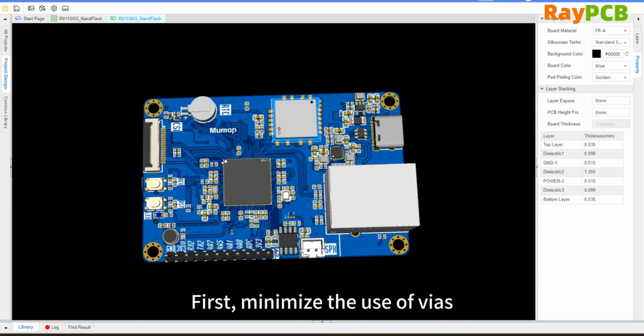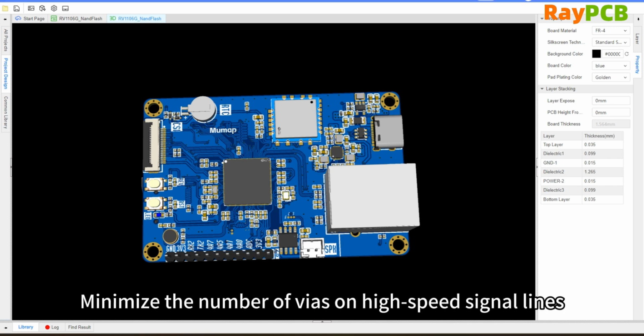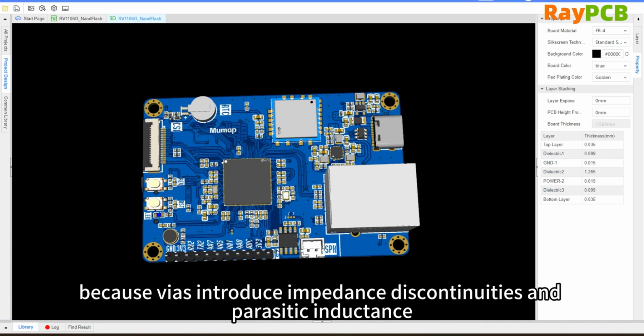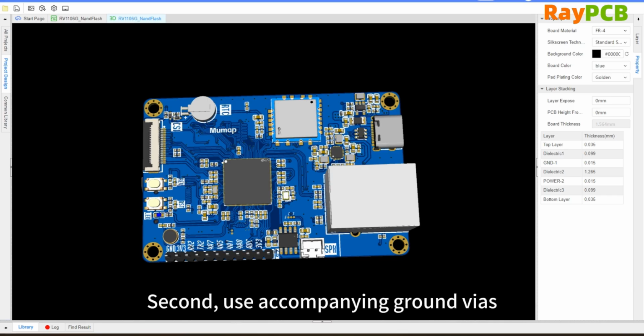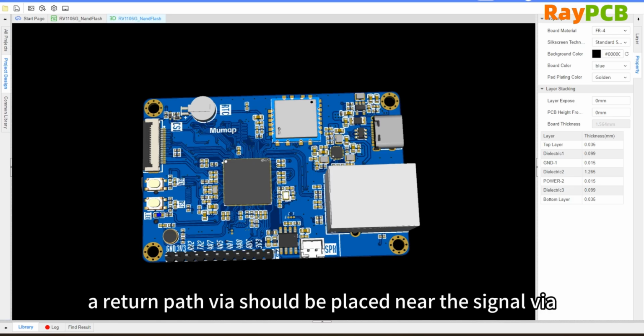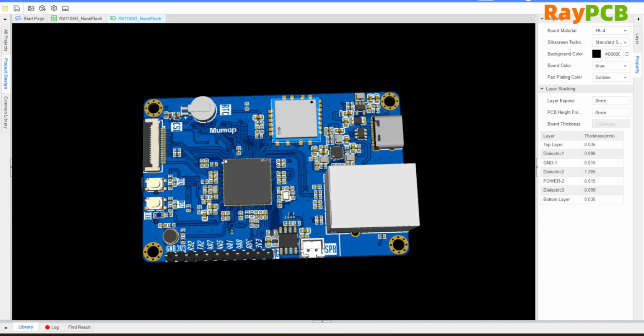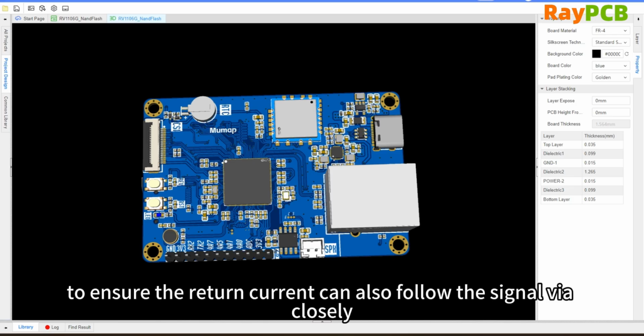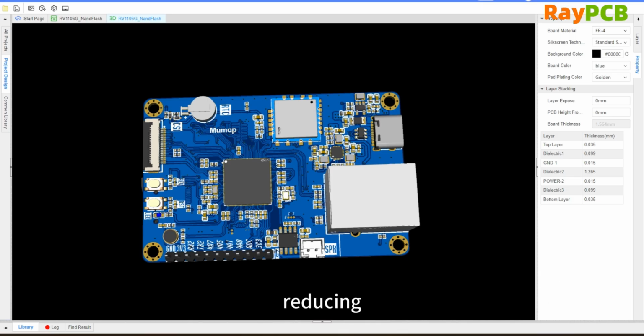Thirdly, let's talk about via handling. First, try to minimize the number of vias, especially on high-speed signal traces, because vias introduce impedance discontinuity and signal integrity issues. Next, accompany signal vias with ground vias. If a high-speed signal must change layers through a via, place a return ground via near the signal via to ensure the return current can also follow the signal via and connect to the ground plane.